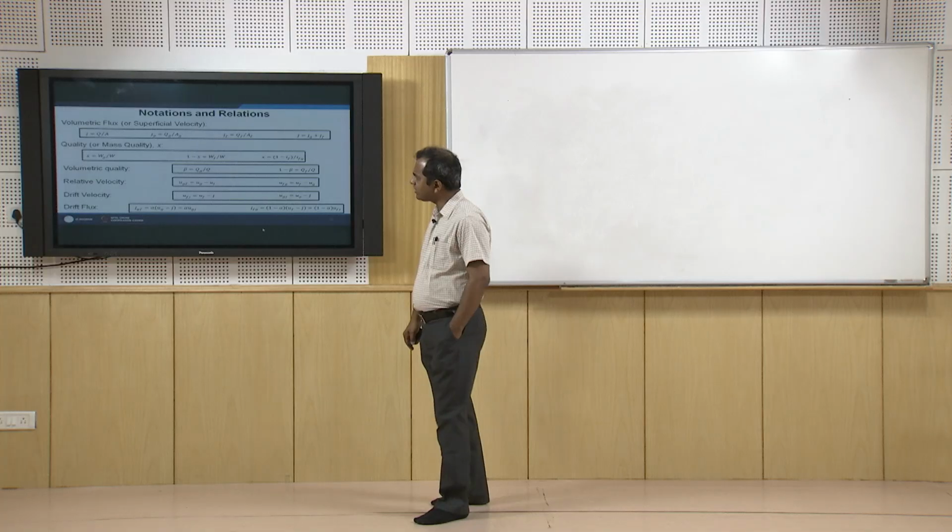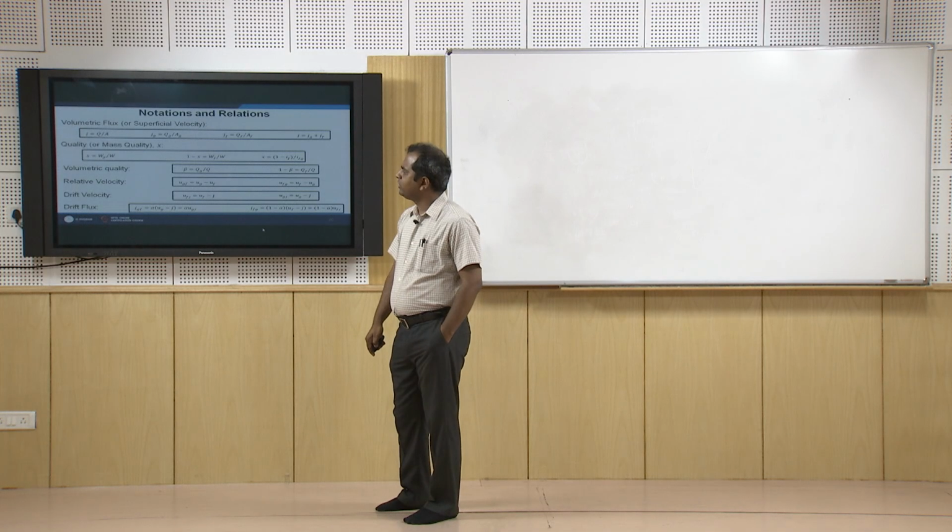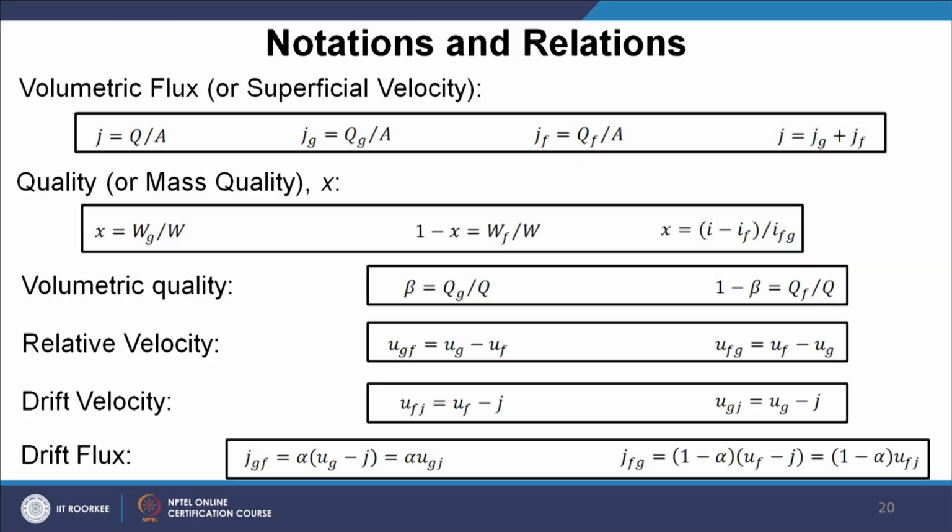So, after the flux, let us find a few more quantities like mass quality, or X. So, X is already known to us from our thermodynamics knowledge. Let us recapitulate that. We know X is nothing but the mass of the gaseous phase divided by the whole mass. So, this is Wg by W.